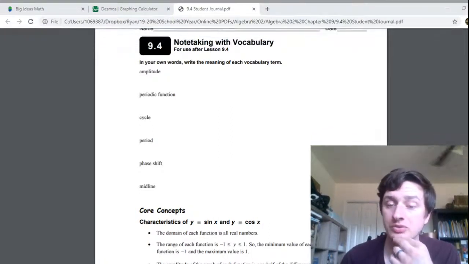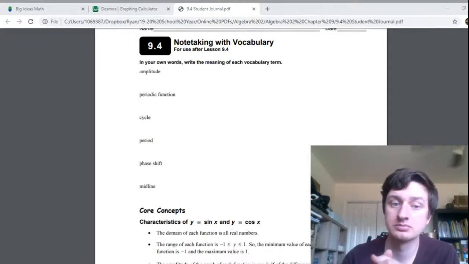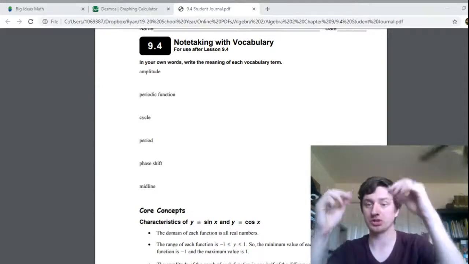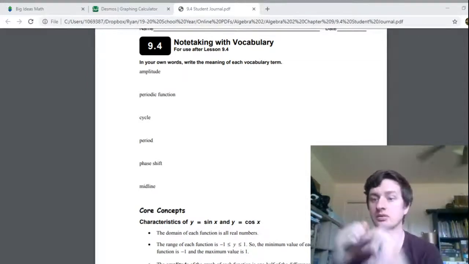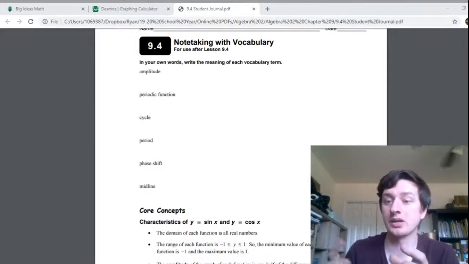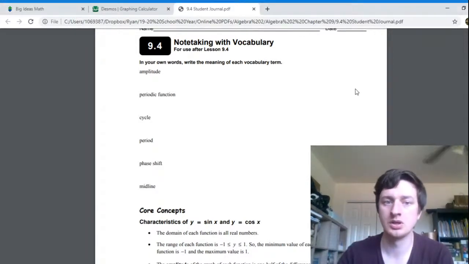So the amplitude is the height of the function. And you can change the amplitude. We can stretch it and we can squish it. The height of the function is the amplitude. We're multiplying the function to change the height to be bigger and smaller. So we can squish this function and we can stretch it.